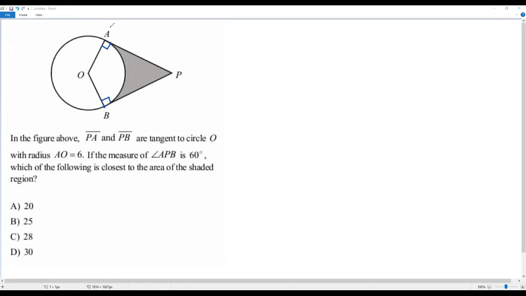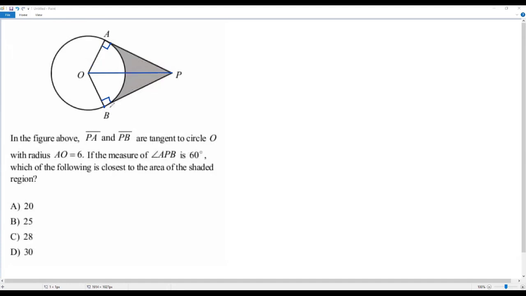Okay, now let me draw a line segment which connects the center of the circle and the external point P. When two tangents are drawn from the same external point P, and we draw a line segment which connects the center of the circle and P, this line segment OP will divide this quadrilateral into two congruent right triangles. Whatever area we have for this right triangle OAP, the same area we'll have for this right triangle OBP. Once we get the area of one of the right triangles, it can be multiplied by 2 to get the area of this quadrilateral.